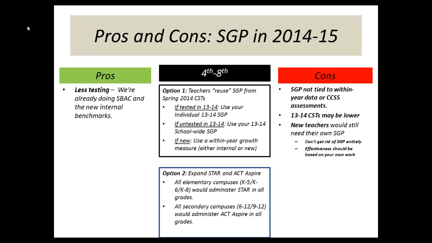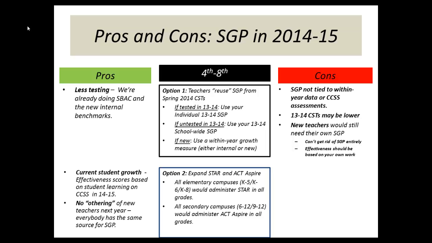And so next year we would want their effectiveness scores to be based off the actual teaching they're doing that year. And so it would either be some sort of internal benchmark perhaps, or maybe they would have to give STAR or ACT Aspire anyway, and so there'd be this new system where the veteran teachers were sort of using one measure for SGP and the new teachers were using something else.